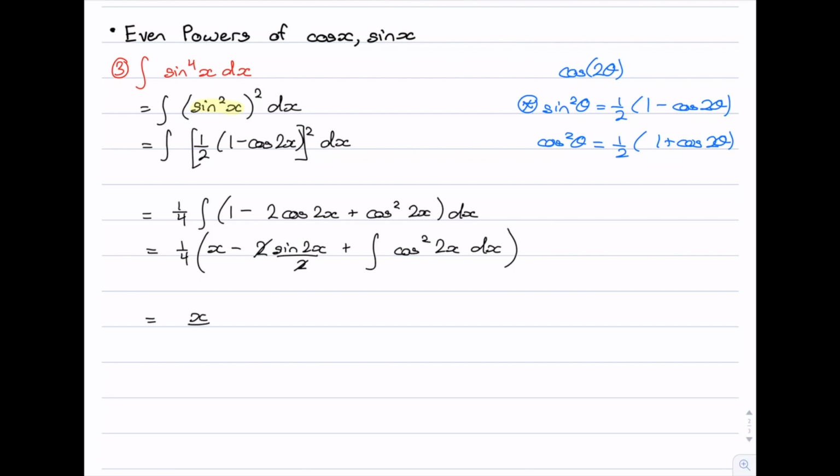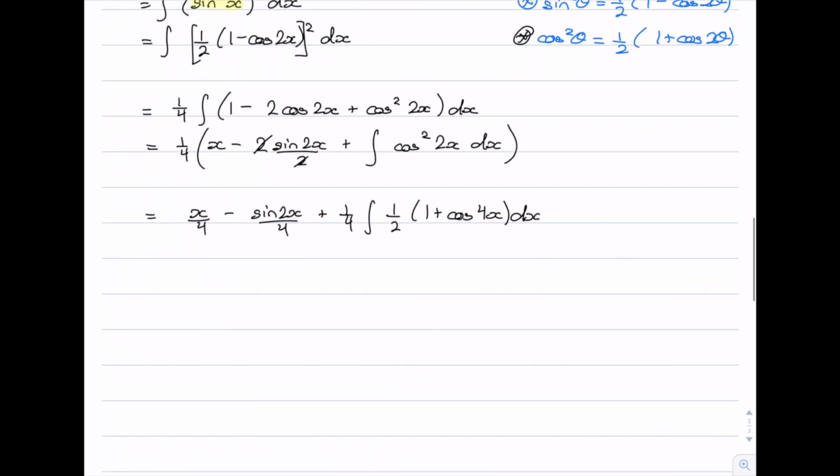So we're going to distribute that quarter through right now. So we'll have x on 4. We already saw that these 2's will cancel, so we'll have minus sine 2x on 4 plus a quarter of this integral. Now, how do we integrate cos squared? Well, that's using this formula right here. So we're going to have the integral of a half 1 plus cos of twice the angle, and the angle here is 2x, so twice the angle will be 4x.